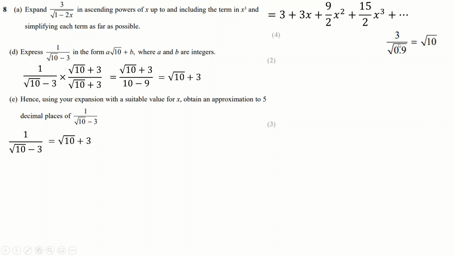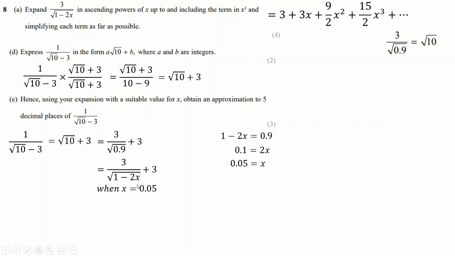Root 10, we've already said is this, so replace that. And now this looks a bit like this. We just need 1 minus 2x to equal 0.9. Which it does when x is 0.05, and that's within the bounds that we mentioned earlier. So this is equal to this when x is 0.05, and this expansion we've already worked out is that, so we just need to put 0.05 into that.